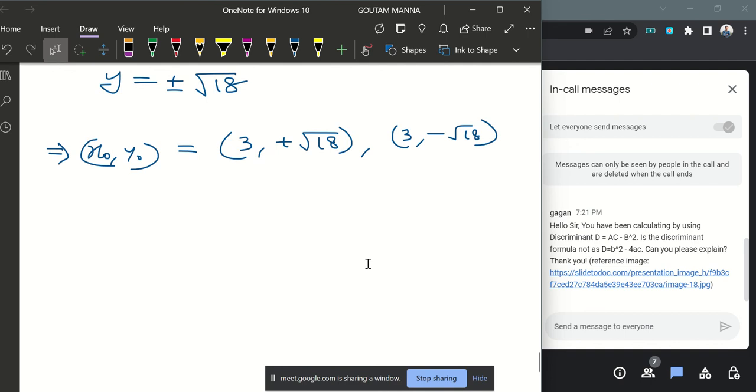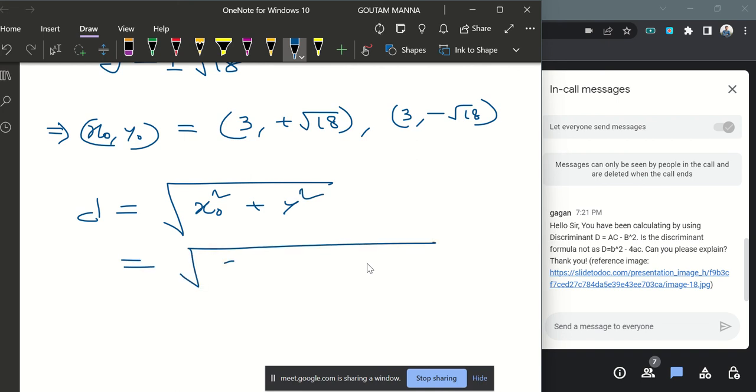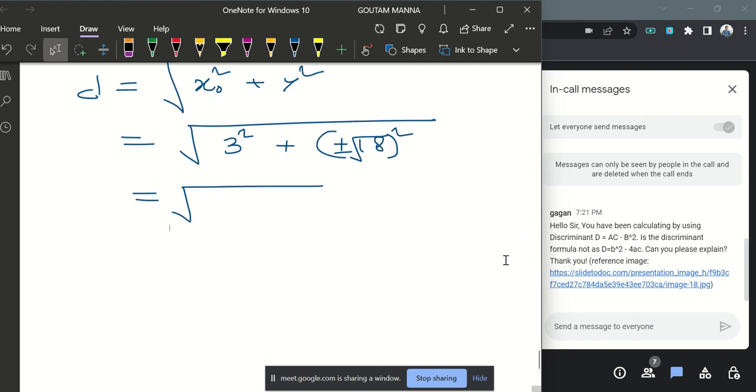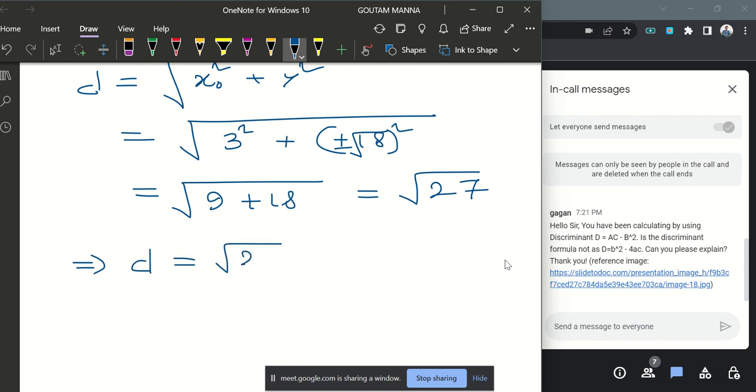The value of the distance is d = √(x0² + y0²), which is √(3² + (±√18)²), which is √(9 + 18), which is √27. So the minimum distance is √27.